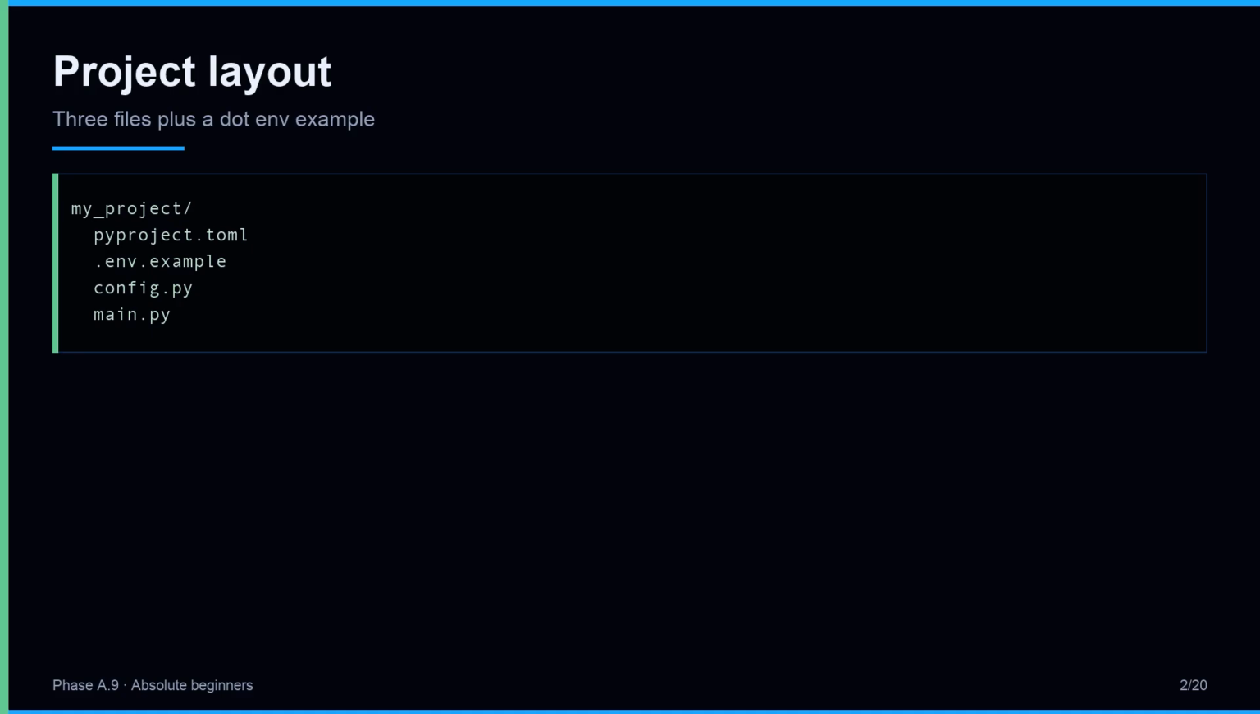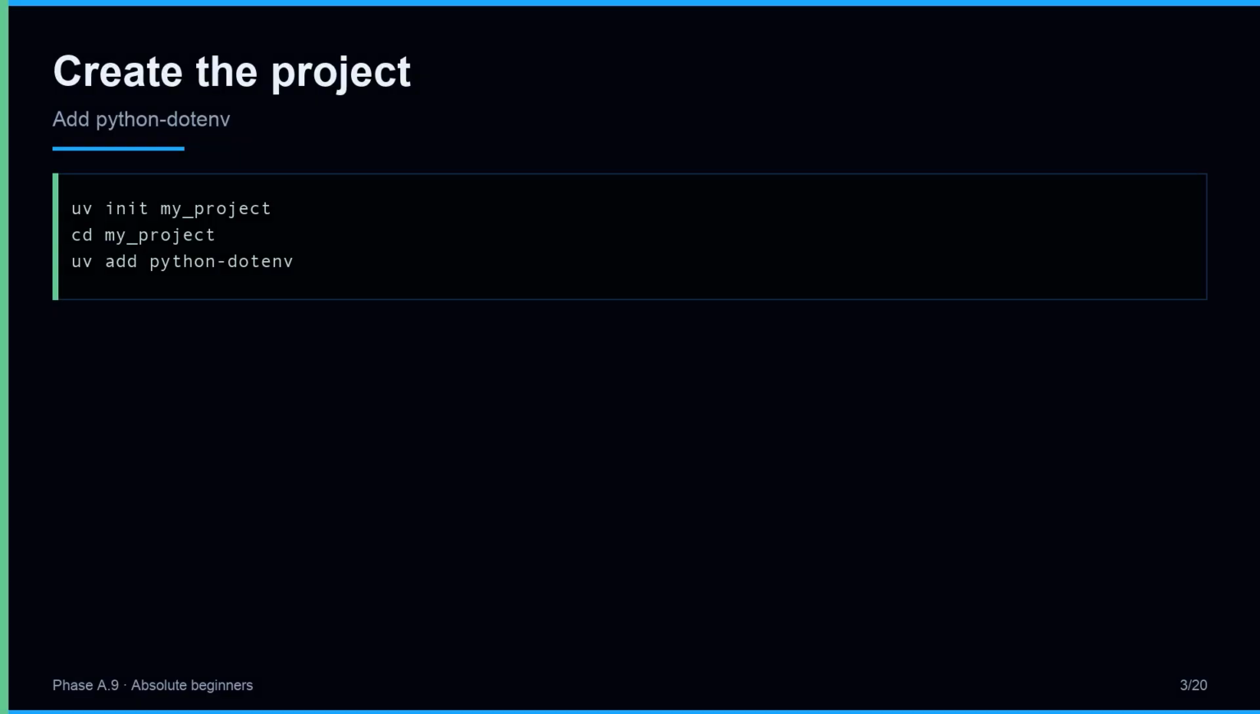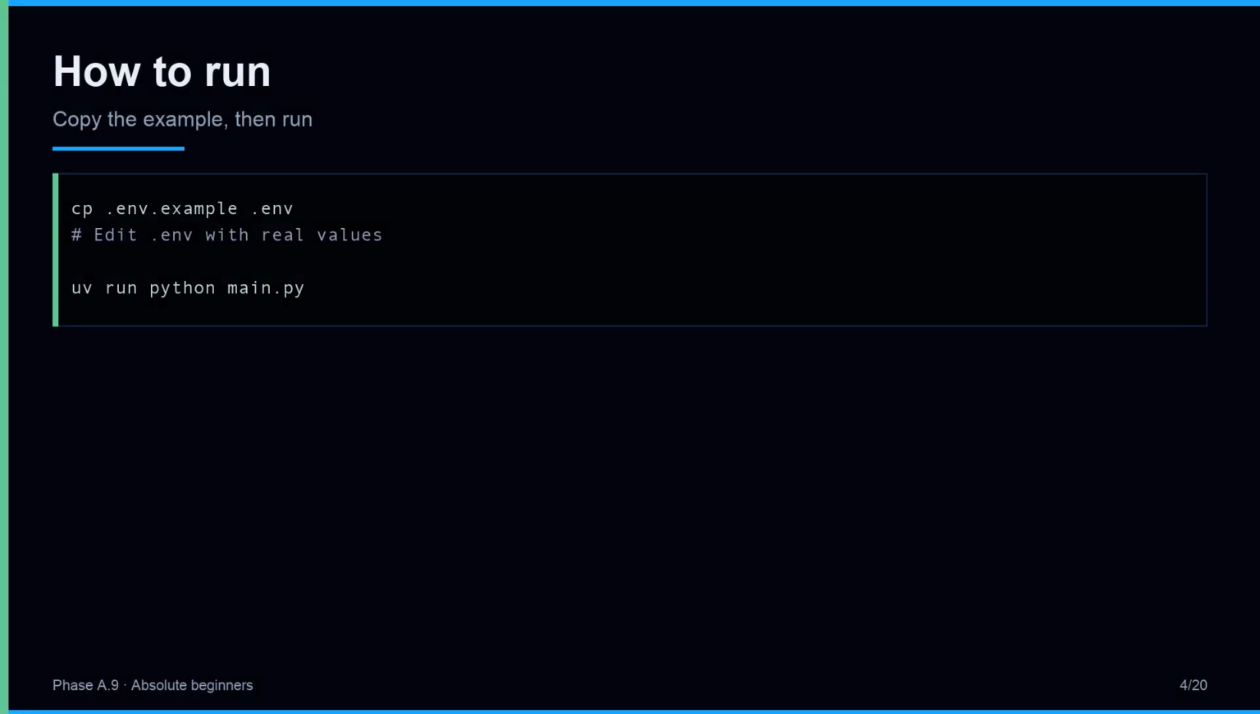Create the project with uv init my project, then add the python-dotenv library with uv add python-dotenv. This small library reads a .env file and loads its values into os.environ for you. The standard library os module gives you access to environment variables directly, but python-dotenv makes the .env file workflow smooth. Move into the folder and open the two Python files. Before you can run, copy .env-example to .env.